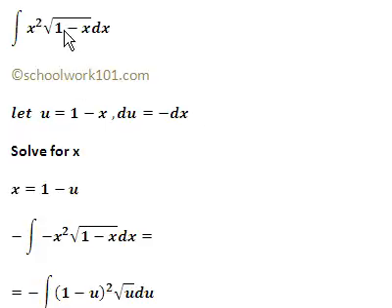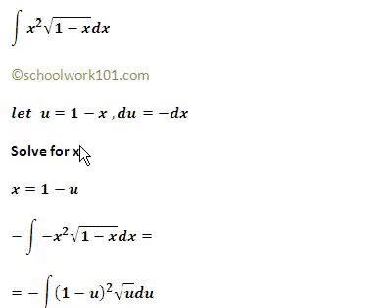So as usual, we let what's under the radical be our u, and then we take the derivative and we get negative dx. Well, we have a dx here, but we don't have a negative out front. And then we've got this x squared that we've got to deal with.